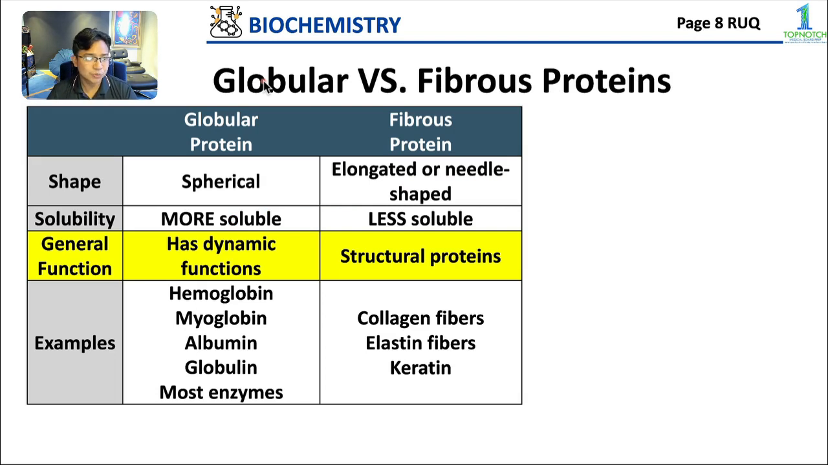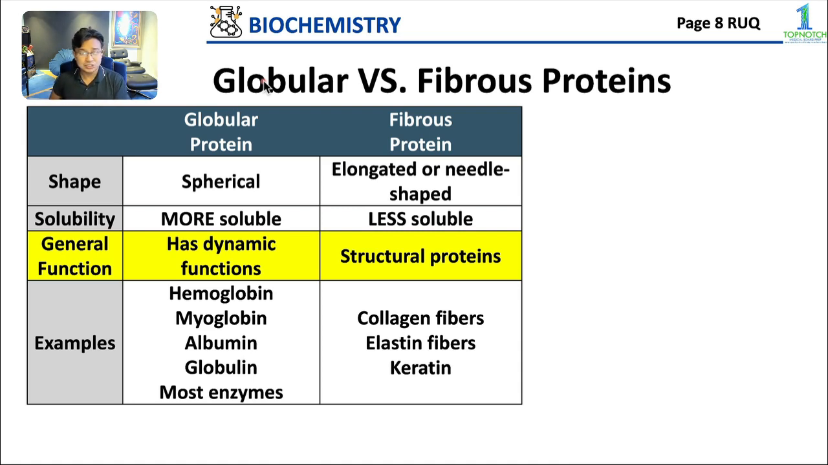Now, proteins are of two different structures, globular and fibrous. Globular, from the name itself, spherical siya. And having this spherical structure allows it to be soluble in water. However, fibrous protein, meaning elongated, mahaba sila, they're less soluble. Therefore, mas maganda sila for structure of your body.